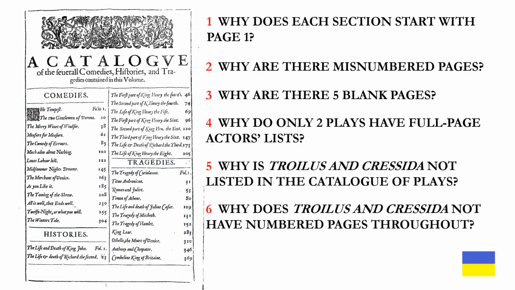I will answer these questions in this video. Why does each question start with page 1? Why are there misnumbered pages? Why are there 5 blank pages? Why do only 2 plays have full-page actors lists? Why is Troilus and Cressida not listed in the Catalogue of Plays? Why does Troilus and Cressida not have numbered pages throughout?